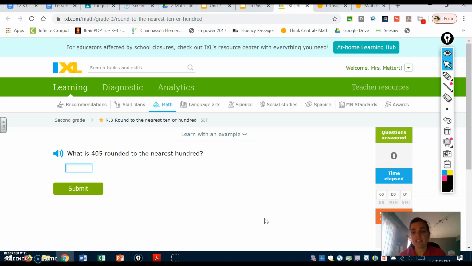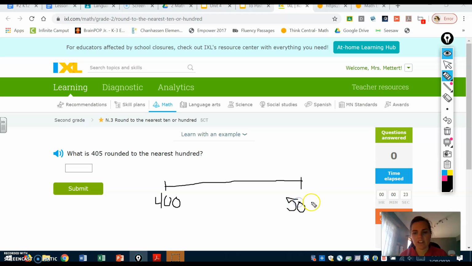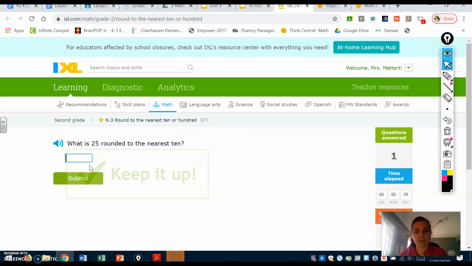And here you're rounding to the nearest 10 and the nearest 100. So what is 405 rounded to the nearest 100? Remember, if you need to, draw a line and you can look at 405. Well, the 100 down is 400. The 100 up, if I go up to the next 100, it would be 500. And if I'm at 405 on my number line, that would be way over here. So is that closer to 400 or is that closer to 500? I know it's way closer to 400. So then I'm going to type in 400 here.